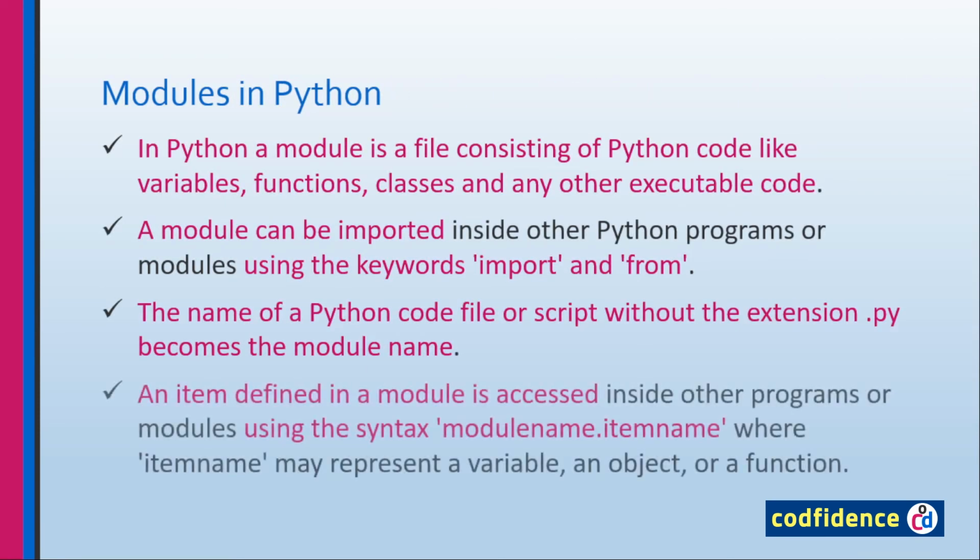In Python, a module is a file consisting of Python code like variables, functions, classes, and any other executable code. A module can be imported inside other Python programs or modules using the keywords import and from. The name of a Python code file or script without the extension .py becomes the module name. An item defined in a module is accessed inside other programs or modules using the syntax module_name.item_name, where item name may represent a variable, an object, or a function.